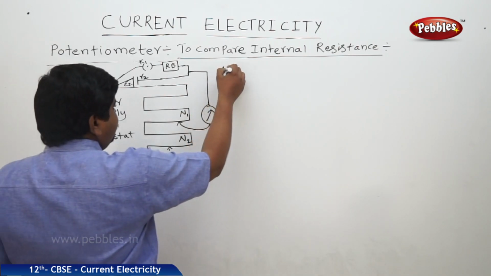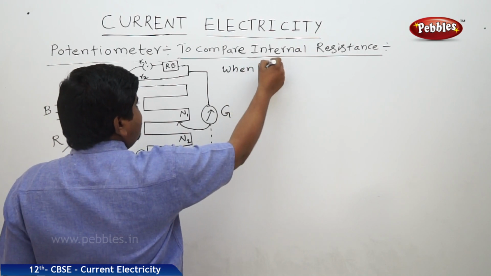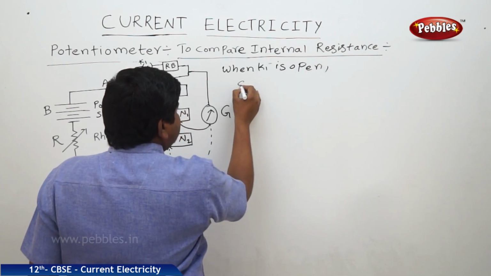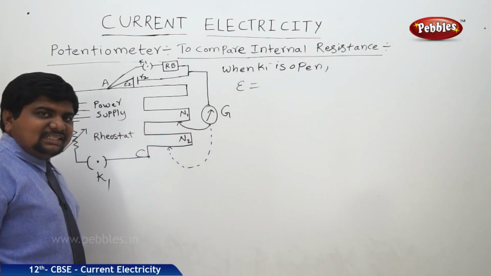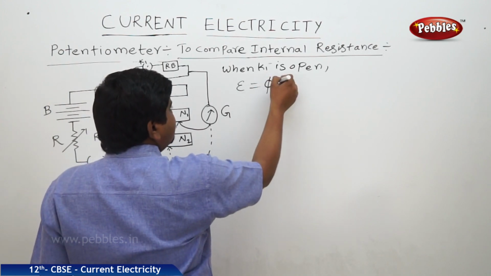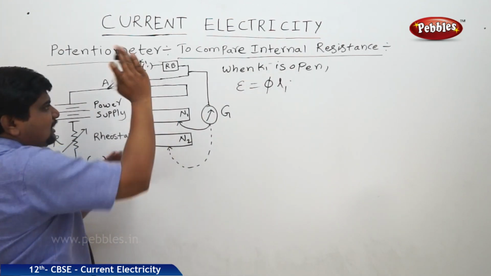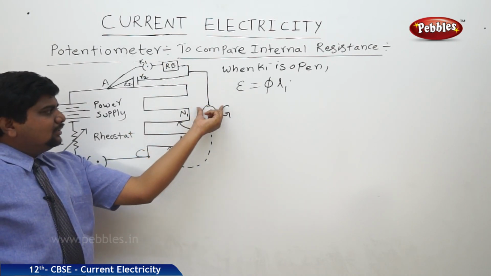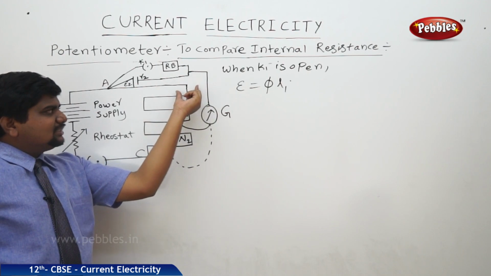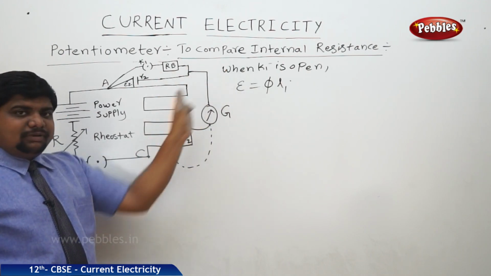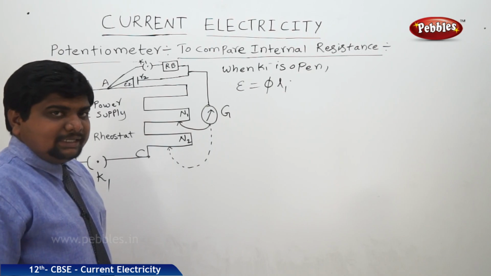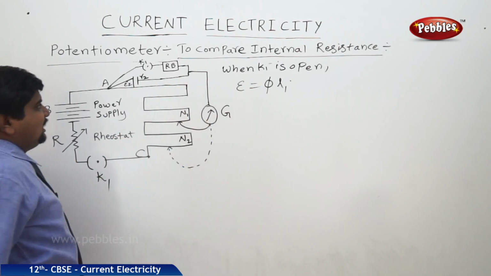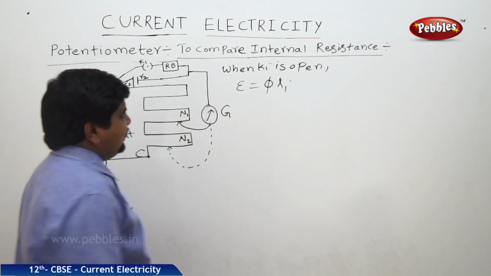So, when K1 is open, it converts to EMF. What is EMF? Phi L1. When K1 is open, no current will pass through, then the galvanometer simply moves on the metal strip to one particular length. It will give the balancing length. That length is L1, in the direction A, K1, G, N1, A.